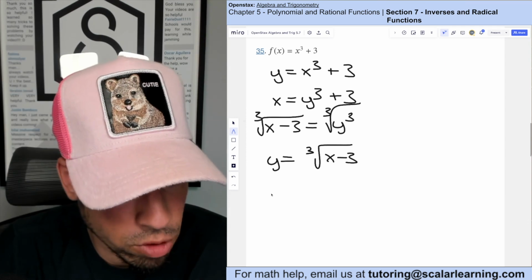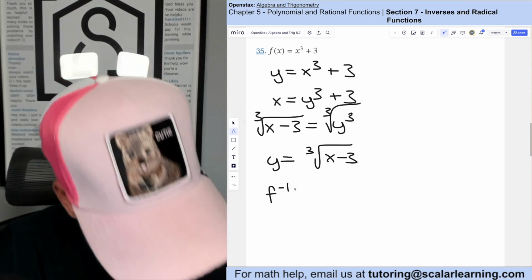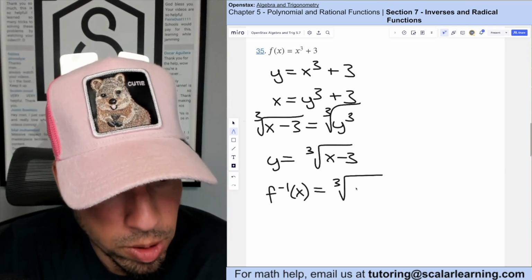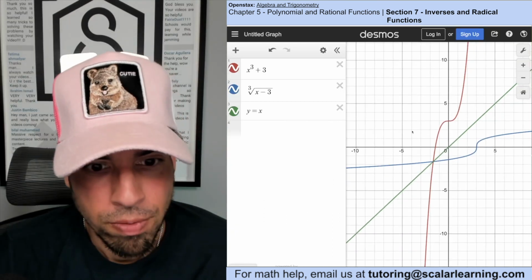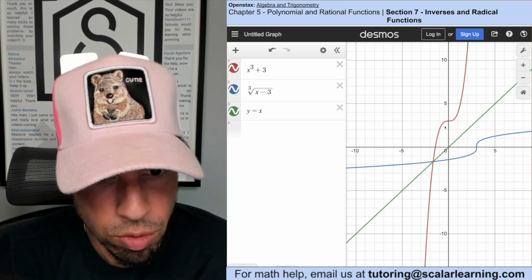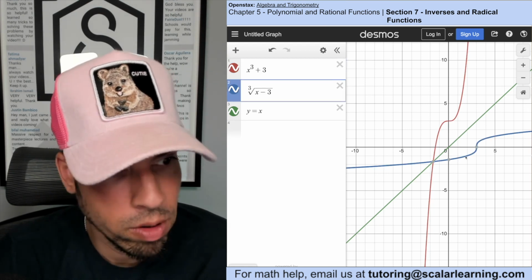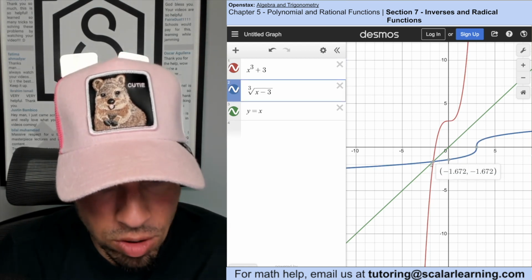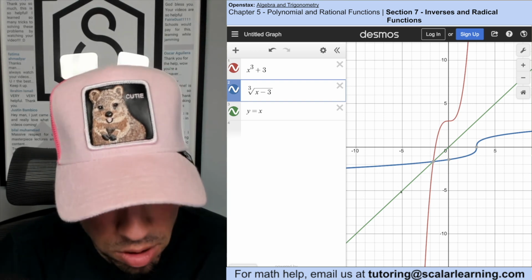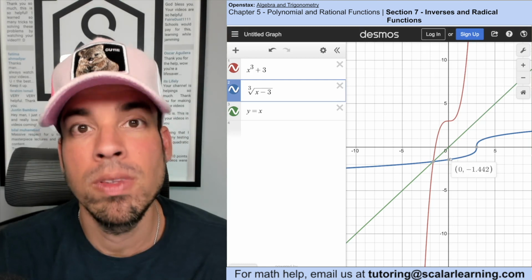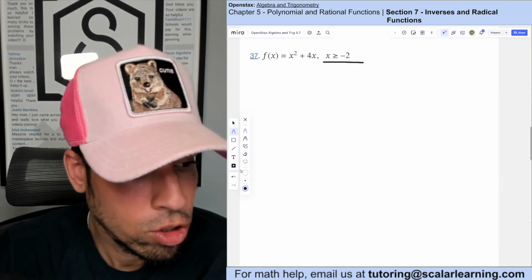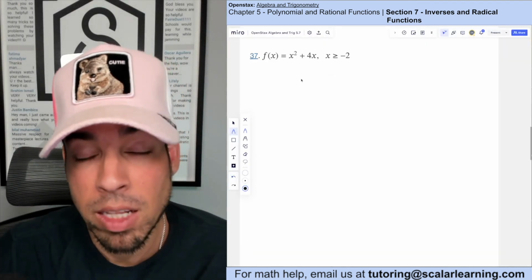And of course, this is the inverse function, so let's get that nice notation. f inverse of x equals the cubic root of x minus 3. Now let's graph these out. So there we have the two functions, the original x cubed plus 3 here, the cubic root of x minus 3 here. And look at that. Again, you can see that beautiful symmetry across the line y equals x, confirming that they are indeed inverses. Boom, done.